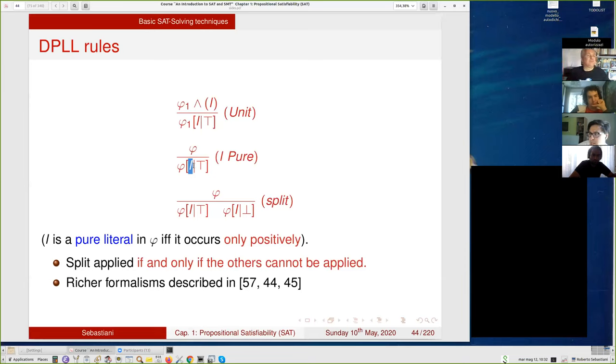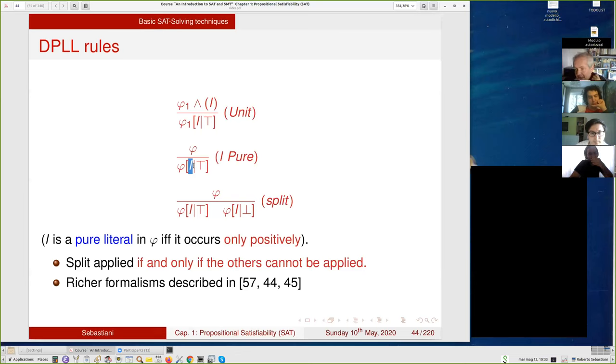So if you have a formula which is A or B, and you assign A to false and B to true, this is a model, okay? But assigning B to false, A to false is completely irrelevant, right? So also A and B is a model. Why? Because A occurs positively and you assign it to false. Is this clear?